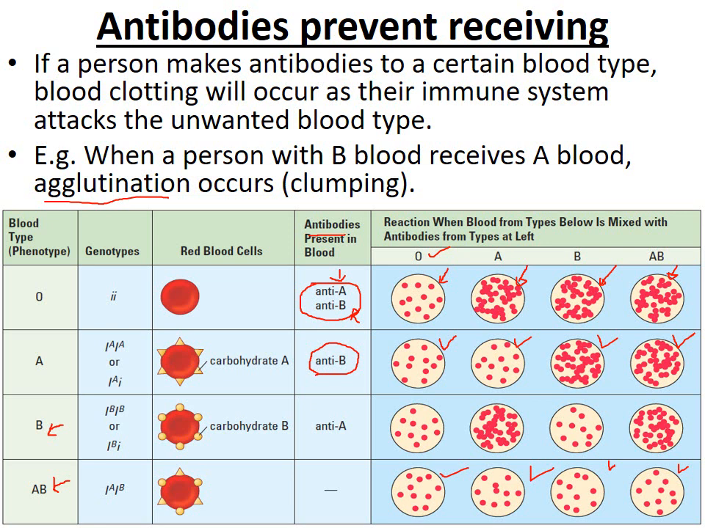So this AB here is definitely a universal receiver, and this O is definitely a universal donor, because you'll notice that it doesn't trigger any agglutination responses. And AB does not have any agglutination responses regardless of what blood type is put into it.